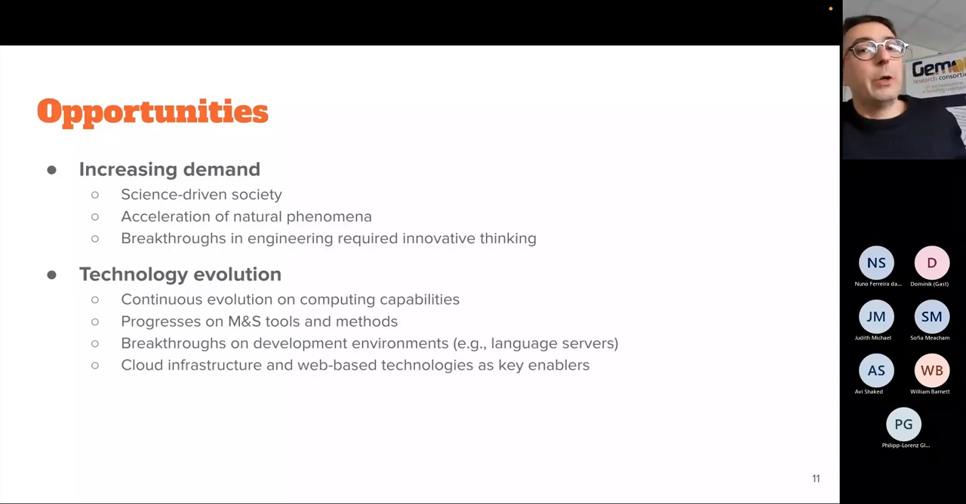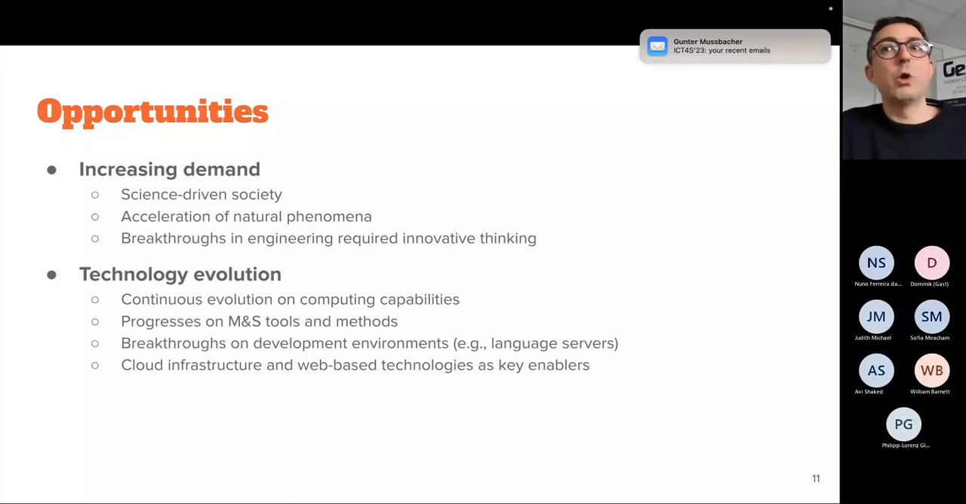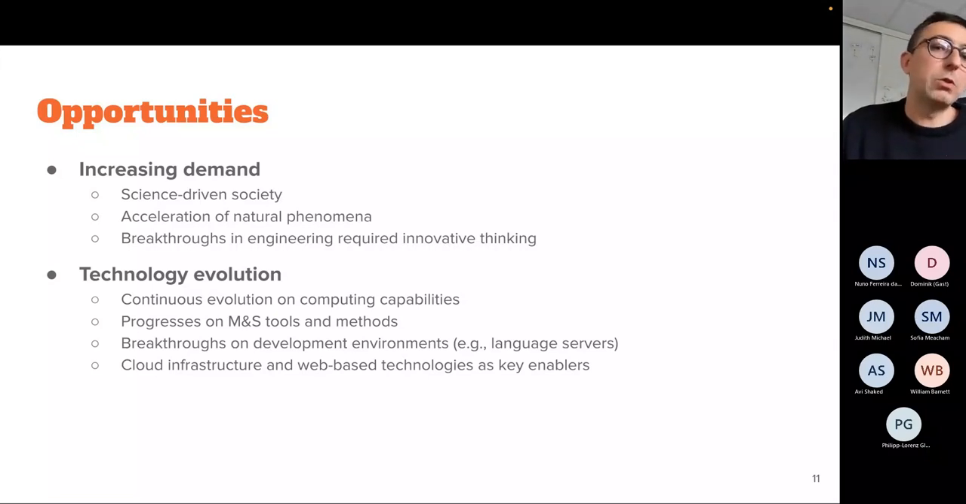There is an acceleration of the natural phenomena that we need to understand if we want to cope with the very big challenges coming ahead. And if we want to make some breakthroughs in engineering, we need some innovative thinking that will also require more flexibility and reactivity in the way we build and evaluate our scientific models.